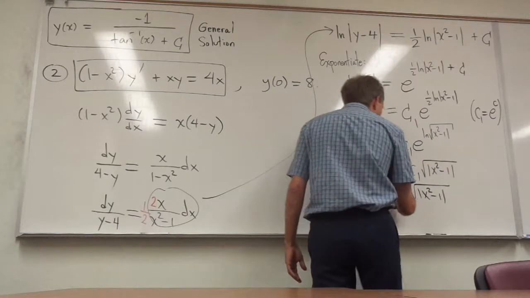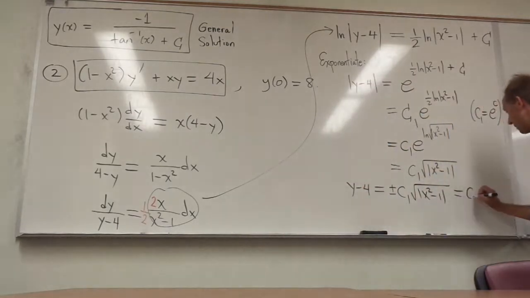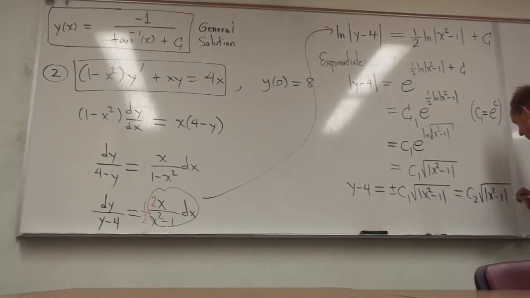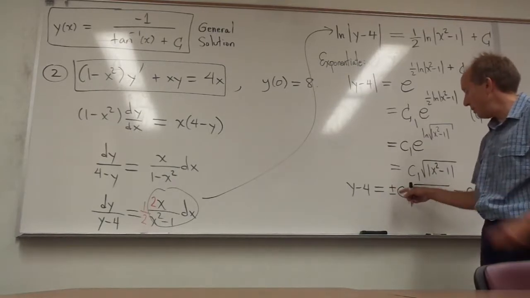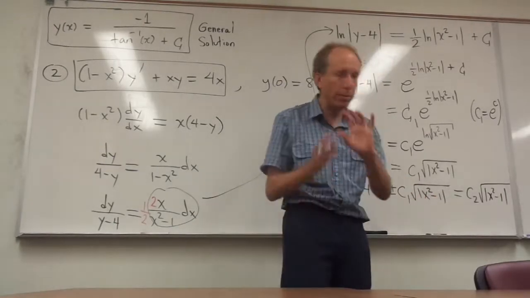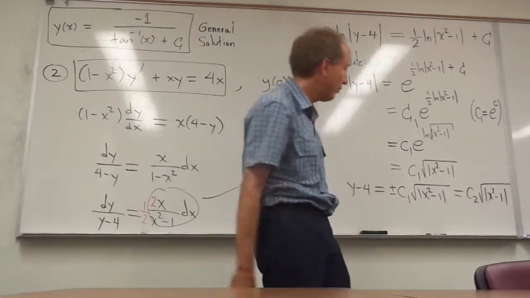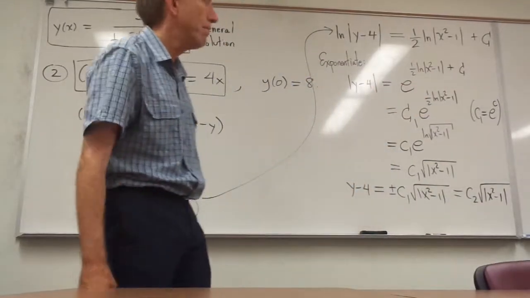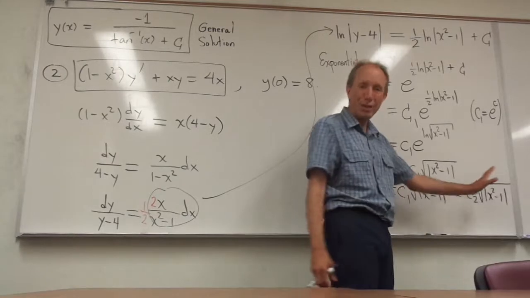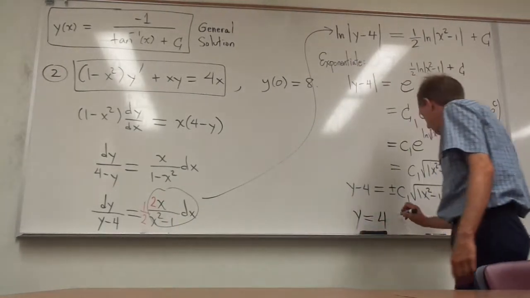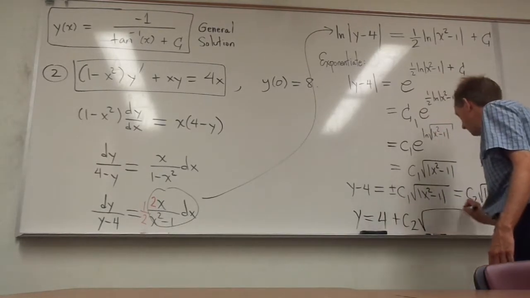And plus or minus C1 is actually just another constant, so I'm going to call it C2, like that. So when you say plus or minus C1, it could be plus C1 or it could be minus C1. We don't know which is the solution that we're looking for. But if we just put a generic constant, which I'll call C2, in front of that, it handles both scenarios. Okay? And so we can now solve for y by adding 4 to the right-hand side.